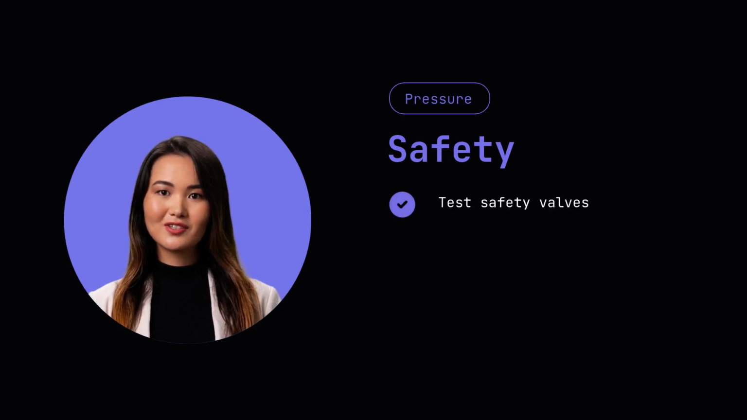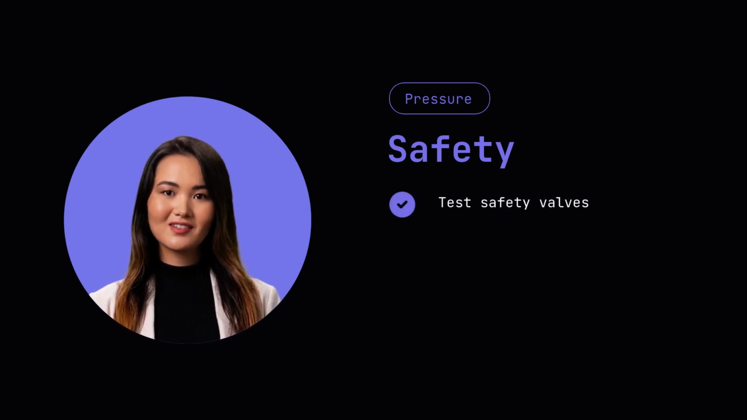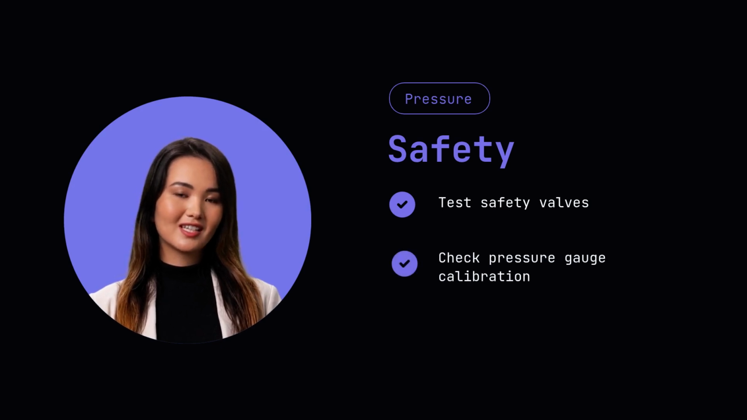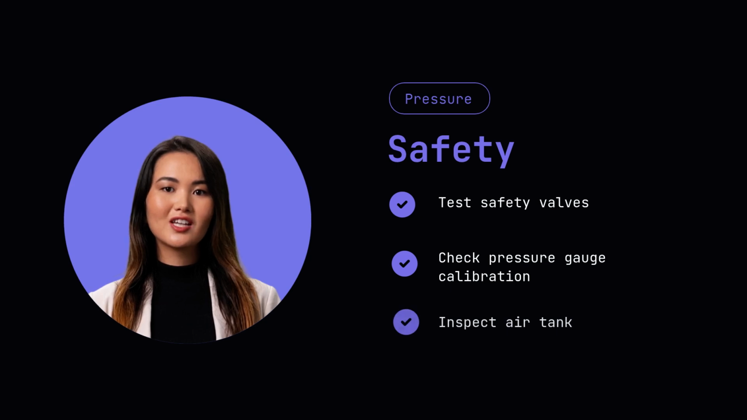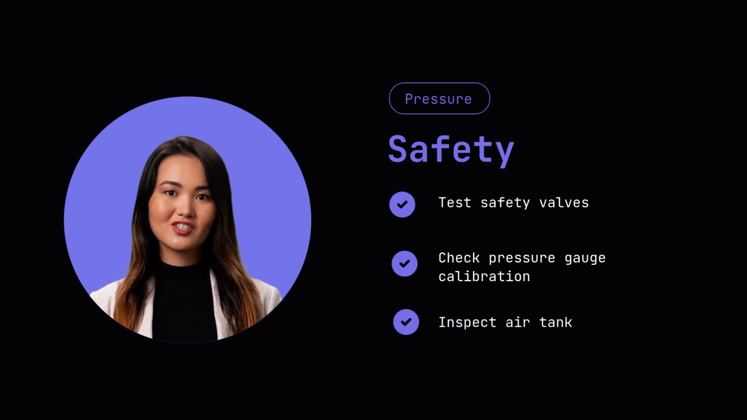Pressure safety is critical in compressor maintenance. Test safety valves and check pressure gauge calibration. Inspect the air receiver tank for corrosion and weld joint integrity. eAuditor helps categorize defects and ensure safety compliance. Photographic documentation enhances audit defensibility.